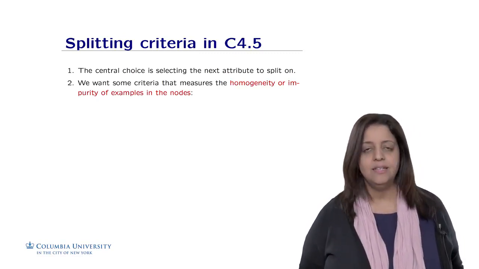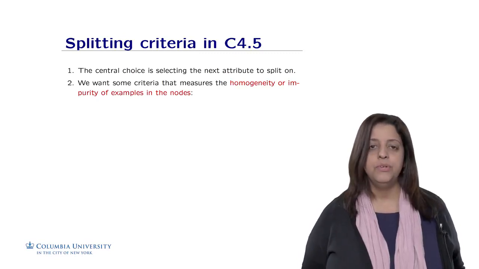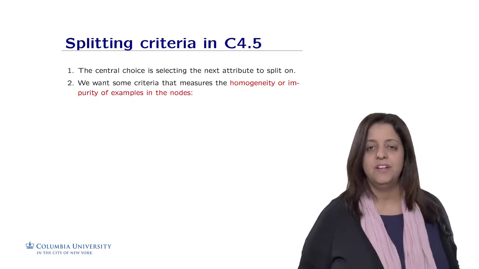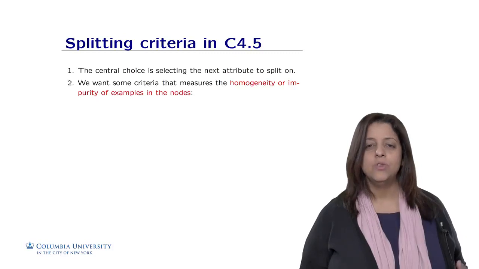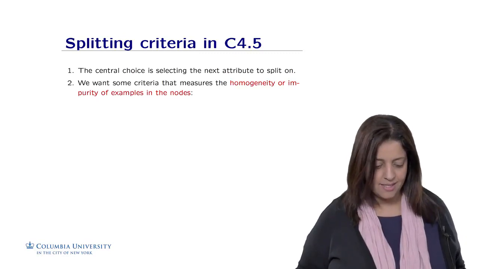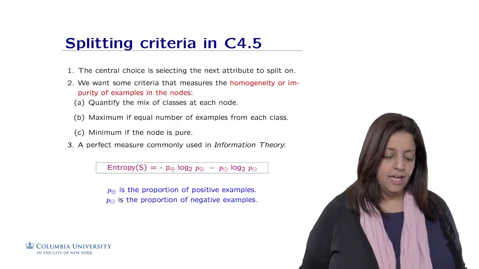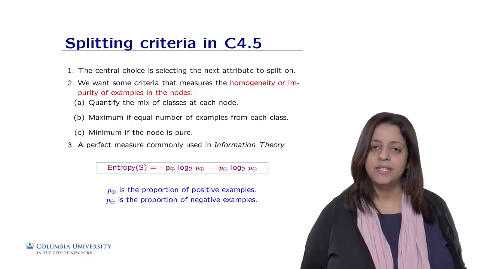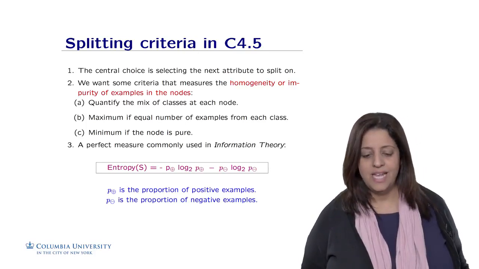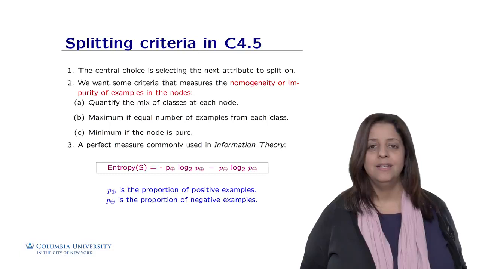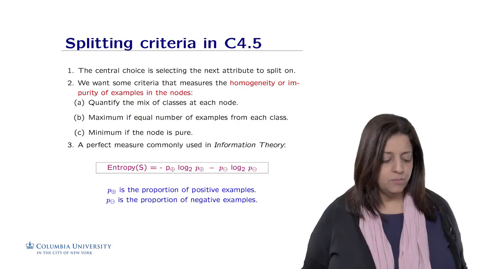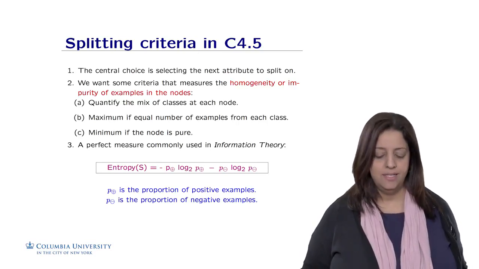So we are looking for some criteria that measures the homogeneity or impurity of the examples in the nodes. You could see here that we were quite happy to see that in this node specifically we have 6 hired versus 1 non-hired. So we're looking for some criteria that helps us split the data so as to put them in buckets of classes. We are looking for some criteria that quantifies the mix of classes at each node. The maximum is reached when there is an equal number of examples from each class in the node, which means that the node is impure. And we want this measure to be minimum if the node is pure, so we have only one class in the node.